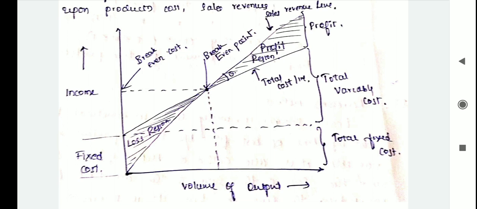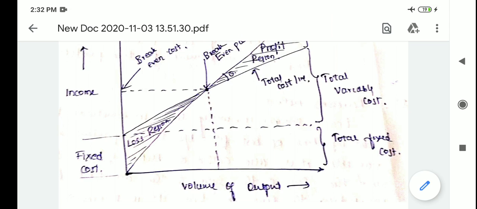It has some assumptions. The first assumption is that the selling price per unit of the output will remain constant throughout the volume of the output. The second assumption is that there is a linear relationship between sales and volume, and volume and cost. That is, there is no wholesale rate.